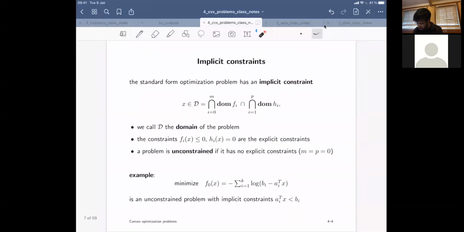This is an example similar to what I said. We just take this example f0, and minimize this function. This is an unconstrained problem. There is no constraint given, but there is an implicit constraint: this part has to be positive.